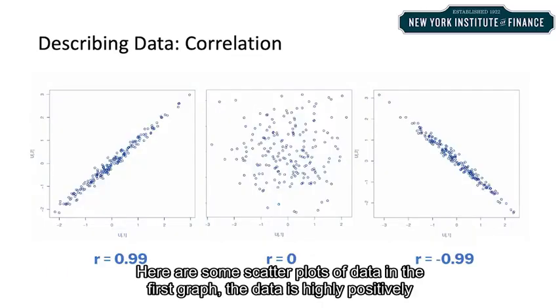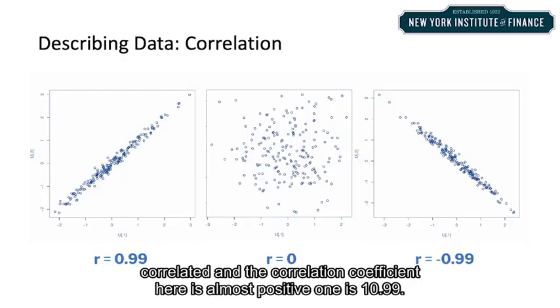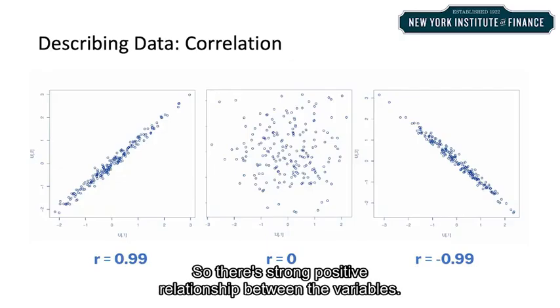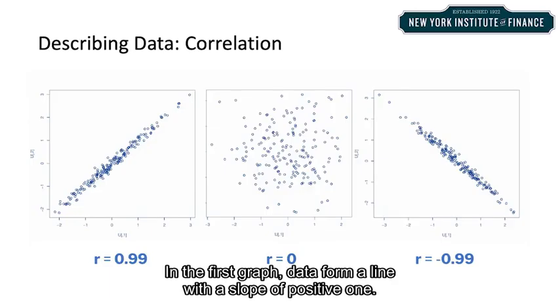Here are some scatter plots of data. In the first graph, the data is highly positively correlated, and the correlation coefficient here is almost positive 1. It's 0.99. So there's a strong positive relationship between the variables. In the first graph, data form a line with a slope of positive 1.